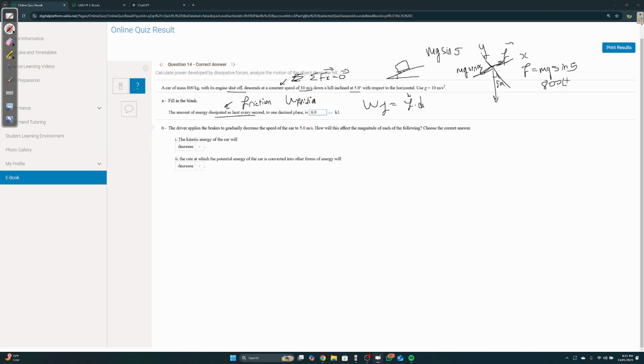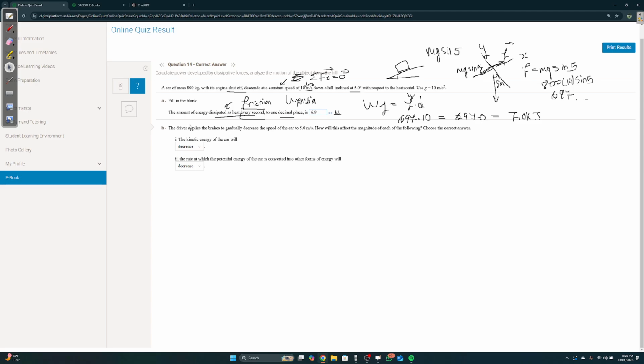So 800 times 10 times sine 5. You're going to get 697 point something. But we're saying work, so it's force times distance. So 697 times the distance. Work as heat every second. We know that we're moving 10 meters per second, so every second the distance is going to be 10. So it's going to be 6,970, which is 7.0 kilojoules to one decimal place. You get it over here.